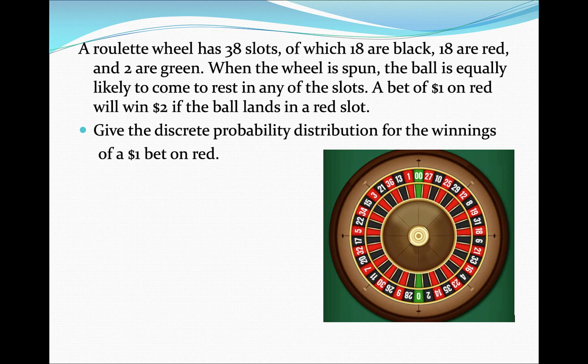Okay, so the first thing that we need to do in order to think about the scenario, because basically what we want to do is figure out, if I do this and I bet $1, how much am I going to win on average? So the first step is always to set up your probability distribution. So the first thing we're going to do is give a probability distribution for our winnings here.